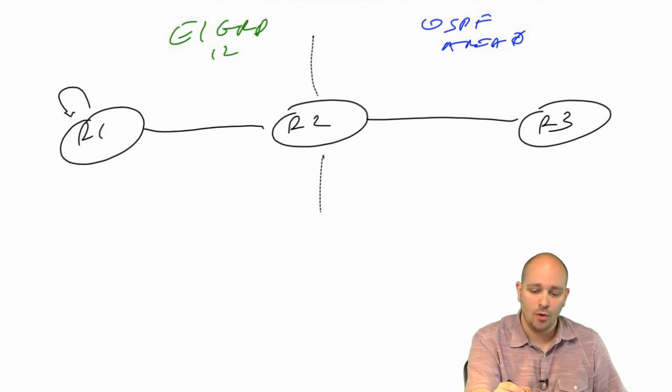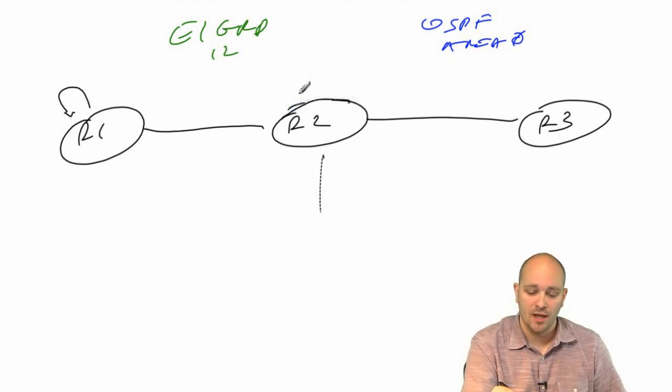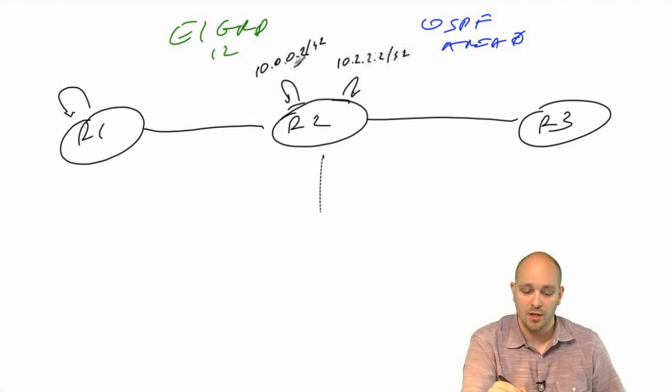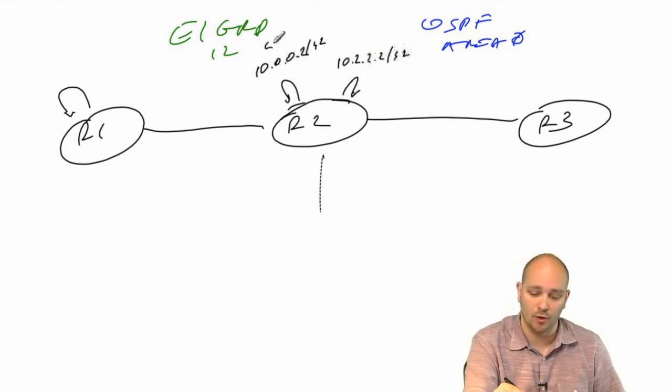So let's now go on R2 and let's create two loopback interfaces. So these two loopback interfaces, I'm not going to associate them with any routing protocol. So let's create, for example, 10.0.0.2/32, and let's configure 10.2.2.2/32. So this here is going to be, let's say, loopback 0, and let's say that this one here is going to be loopback 2.